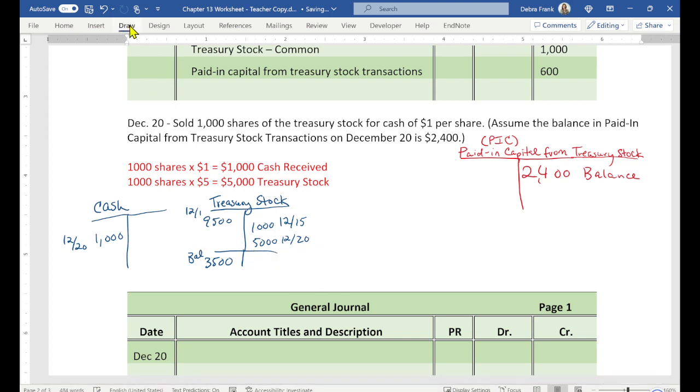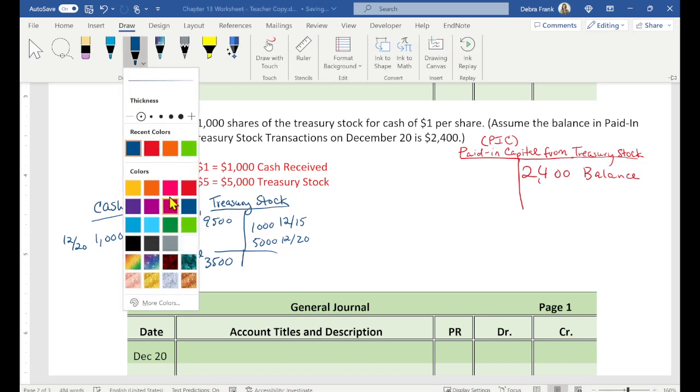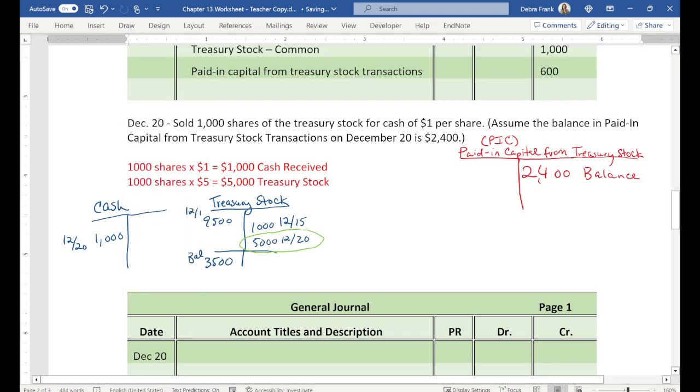Let's do another color as we're getting through this. I don't know if we can see the difference. We'll just do this. Hopefully it makes a difference. So we know December 20th, we have this one as a journal entry, and we have December 20th for the cash that was received, the decrease to treasury stock. We only have now 3,500 left for treasury stock. And then now we have this paid in capital. So we're not balanced yet. We have a debit, and then we have a large credit for 5,000.